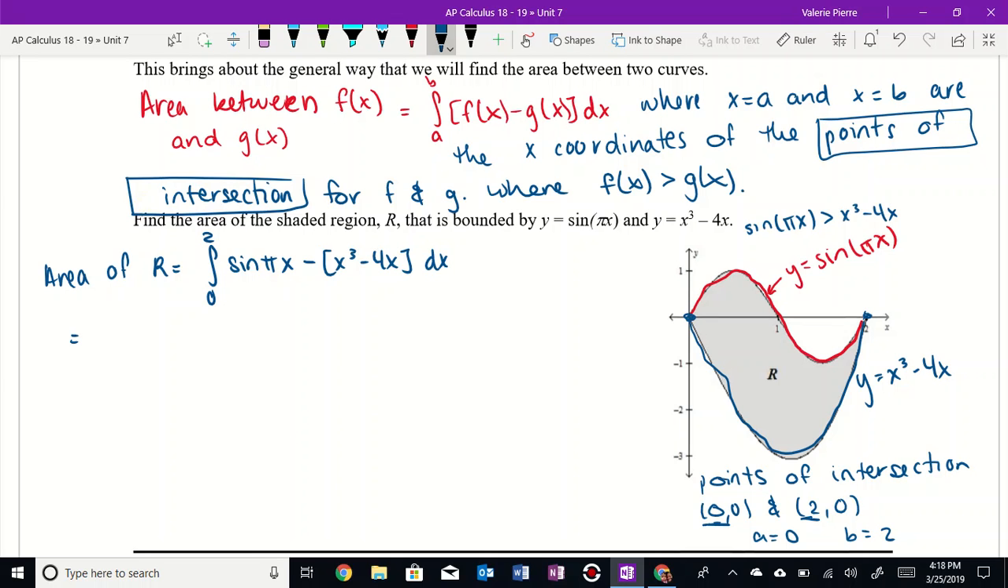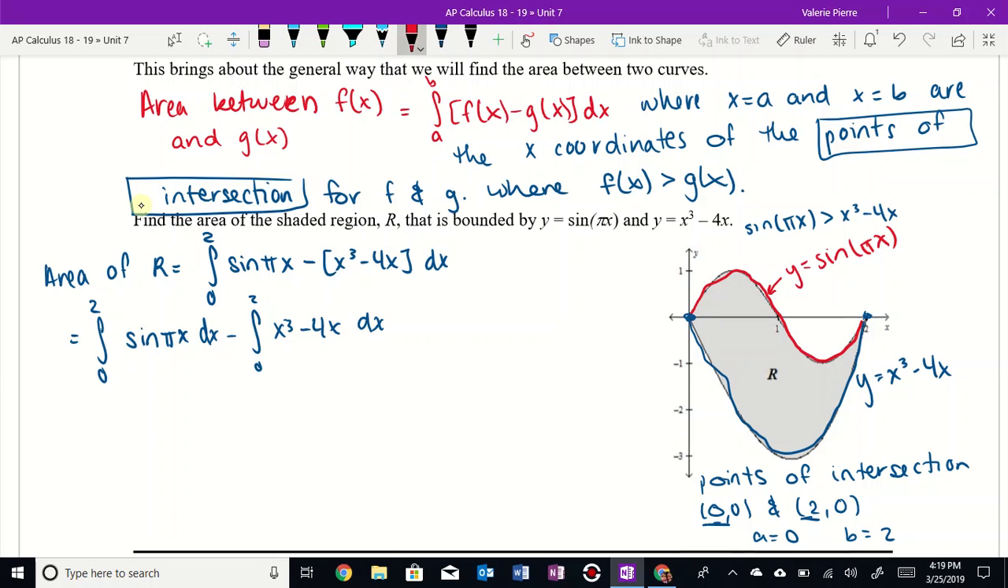So now I'm going to integrate this. One thing I'm going to do is split this, because the sine pi x is one function and then the x cubed minus 4x is another. So I'm just going to split this integral. That's the integral from 0 to 2 of sine pi x dx minus the integral from 0 to 2 of x cubed minus 4x dx.